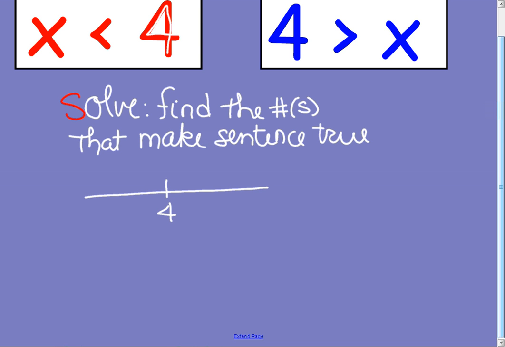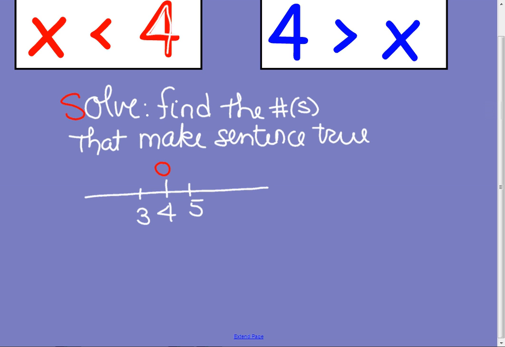What number's to the right of 4? 5. And what number's to the left? 3. Okay. Am I going to include the 4? Do I have an extra line under there? No. This would be including, right? That's not including, so I'm going to undo that. So what kind of circle at 4? Open.